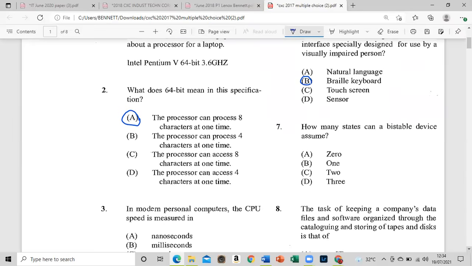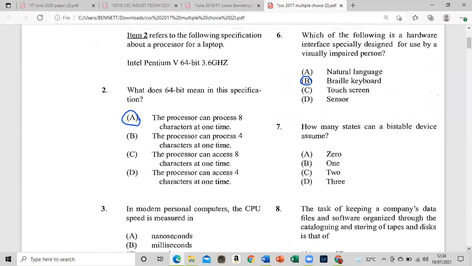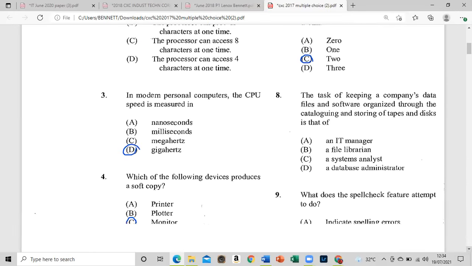Alright, so let's go. How many states can a bistable device assume? Can you see the word bi? Actually, I have to look it up though.